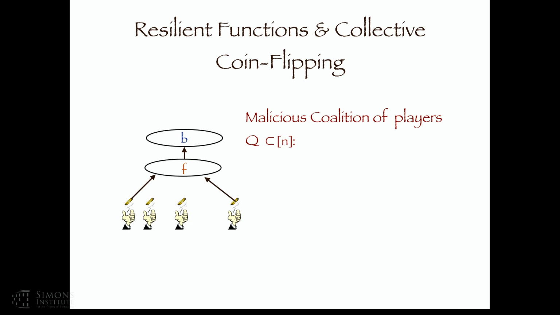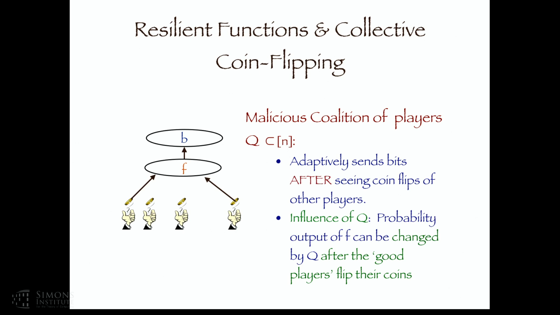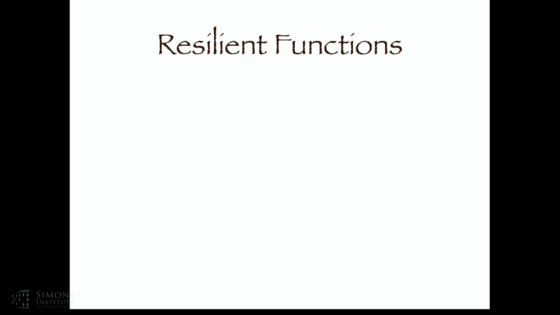But the setting is much more interesting when there are malicious coalitions of players. These coalitions wait for the other players to send their bits, and then, looking at them, they send their own bits. How do you measure the influence of this coalition? You say that it's the probability, over the coin flips of the honest players, that the coalition Q can change the value of the function f. More formally, a resilient function is a Boolean function from n bits to 1 bit.